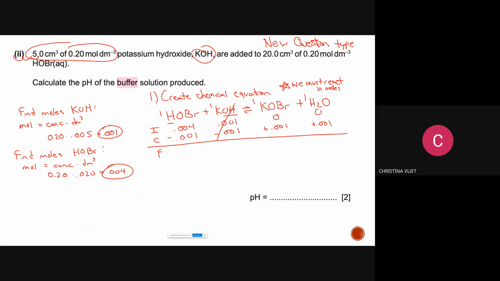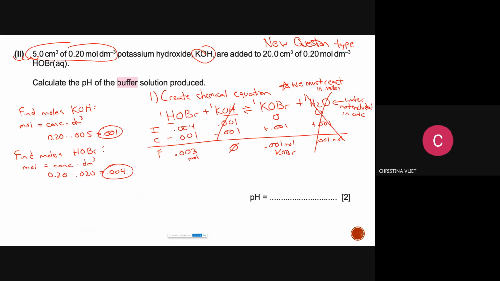So that becomes 0. Do you agree? No more strong base. What's left? 0.003 moles of weak acid. And what else is left? 0.001 moles of its salt, right? And then 0.001 moles of water, which you do not care about because all solutions have water. So the water is going to be negligible. Water is not included in the calculation. The fact that you made 0.001 moles of water does not matter.